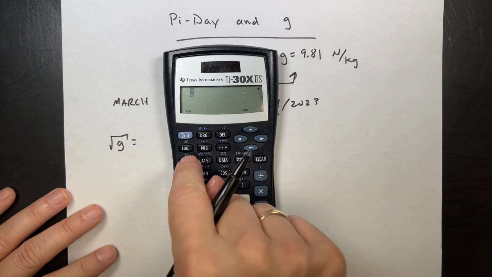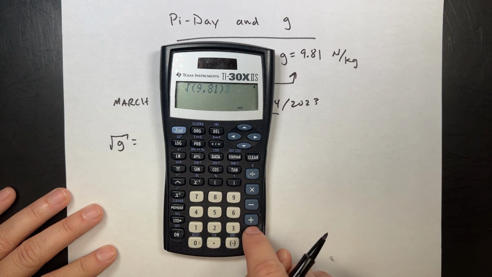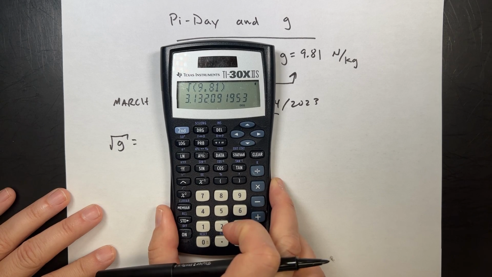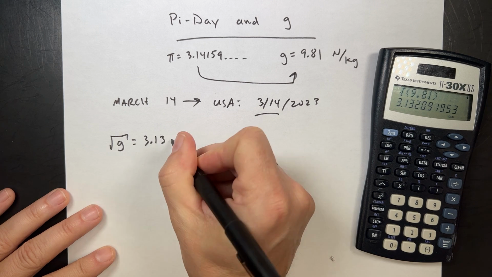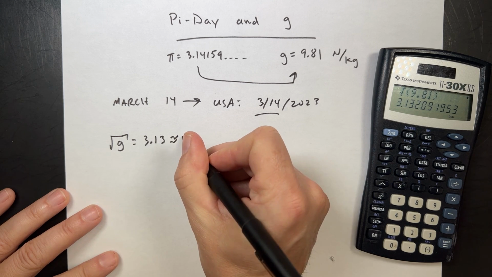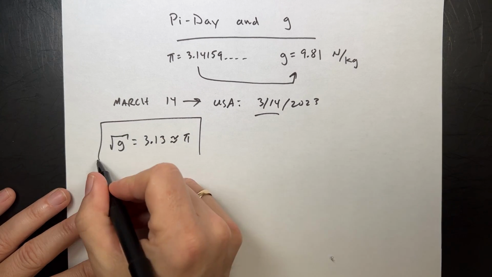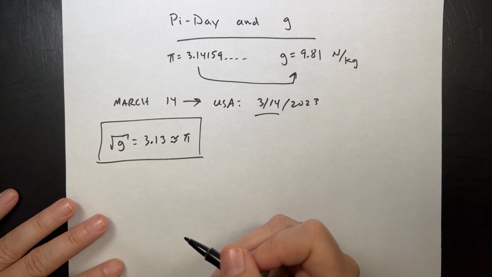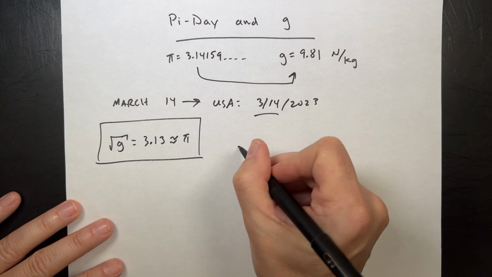Square root of 9.81 equals 3.13. So 3.13, which is approximately equal to pi. So it's a very close approximation, and it's not random. There's a reason for that. And it has to do with pendulums. So let's start with the pendulum.